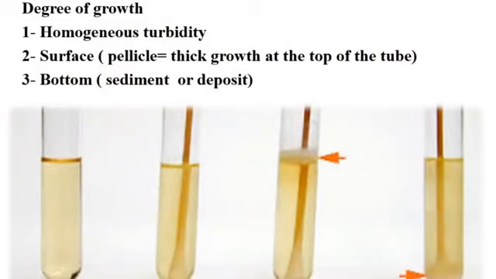In a liquid medium, we can measure the degree of growth according to these types, like homogeneous turbidity and turbid. The first tube here is the control tube. The second here shows homogeneous turbidity.